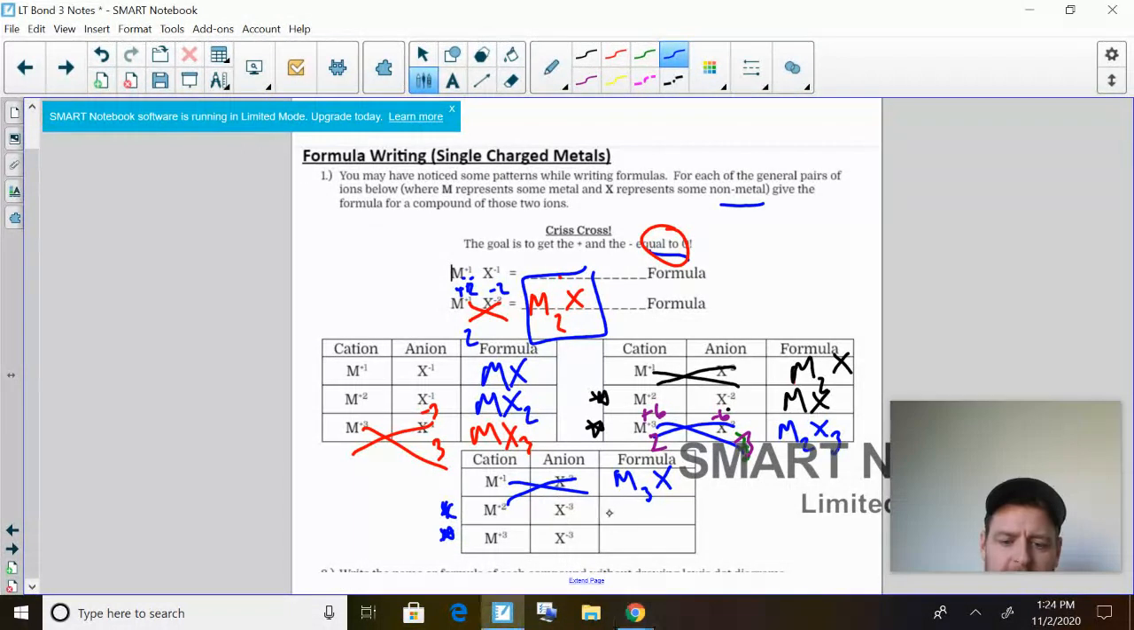Okay, so we got M3X2. Just crisscross the charges, that's all. And then are they equal? They are, so then we just write MX. Okay, so that's how you do the charge. Now how we're going to apply that to actual elements is going to be shown on the next page.